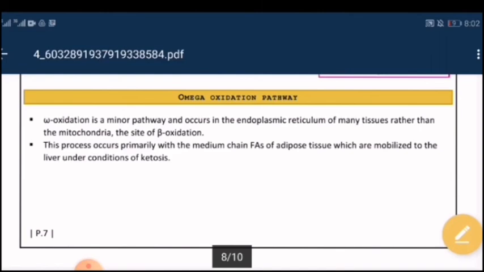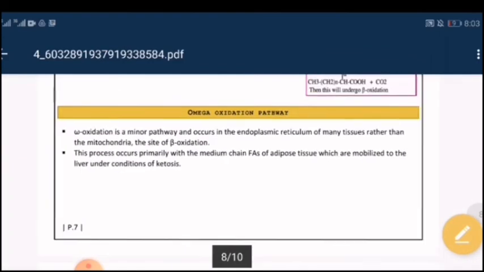The omega oxidation pathway is a minor pathway that occurs inside the endoplasmic reticulum of many tissues rather than mitochondria. This process occurs with medium-chain fatty acids of adipose tissue. Remember, there is a great difference between oxidation of long-chain and very long-chain fatty acids, which is done by the peroxisomes, and medium-chain fatty acids, which occurs here in the endoplasmic reticulum.